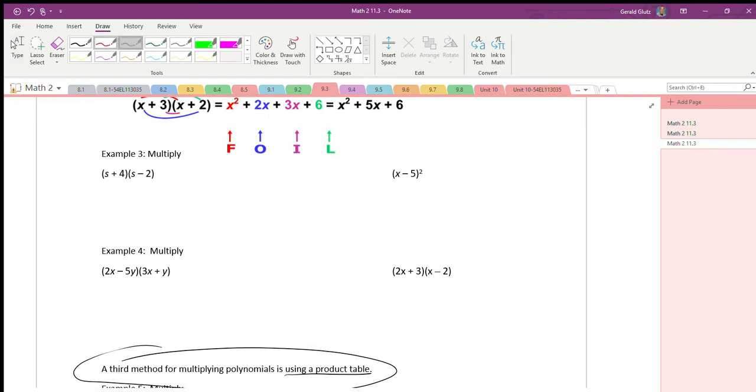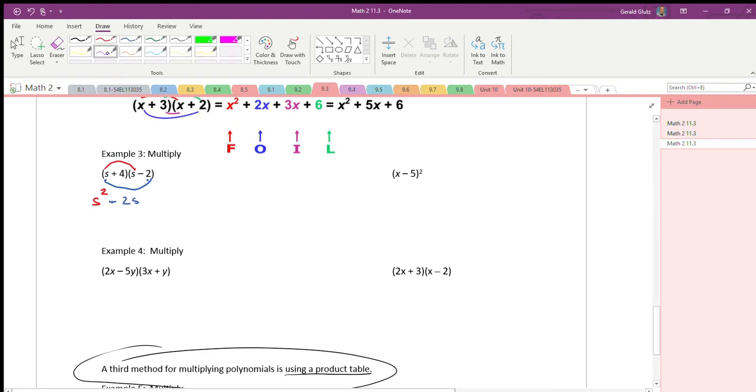Let's see if I can match up the colors here. So we use red for the first. So s times s is s squared. For the blue, I'm going to do the outside. So the two things on the outside are s and negative 2. So negative 2 times s is negative 2s. Inside, so the two numbers on the inside are 4 and s. So it's positive 4, so plus 4s.